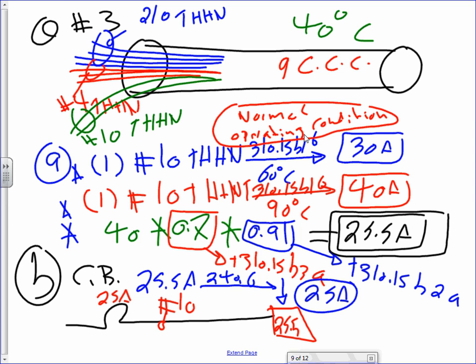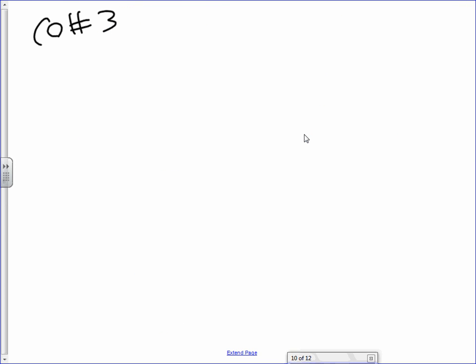Now let's do the same thing for the second conductor. We're repeating ourselves, guys. Now the second conductor was what size? We're doing question number 3 for C.